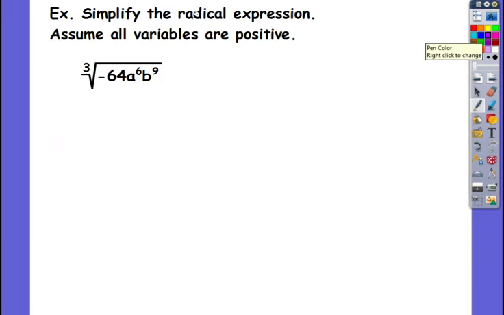So the last type of example: simplify the radical expression, assume all variables are positive. Again, more on this in class about why the variables would have to be positive. Otherwise, there's some additional things we'd have to do.